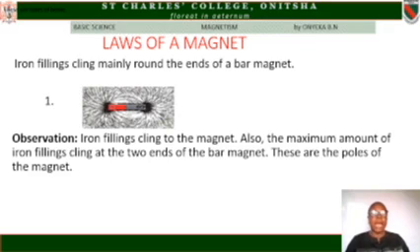Observations. Iron filings cling to the magnet. Also, the maximum amount of iron filings cling at the two ends of a bar magnet. These are the poles of the magnet, the two ends. We call them North Pole and South Pole.